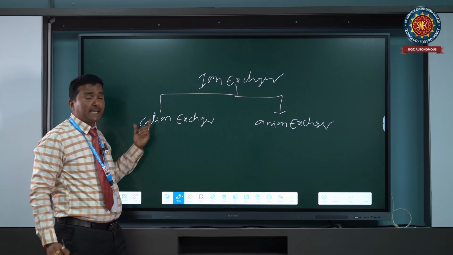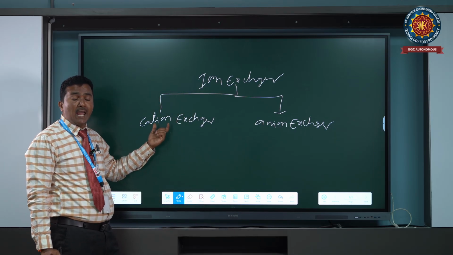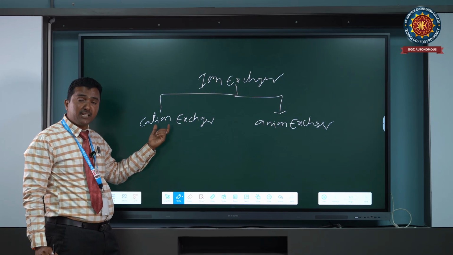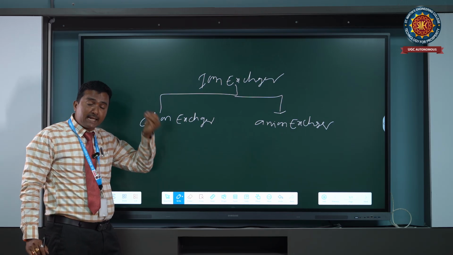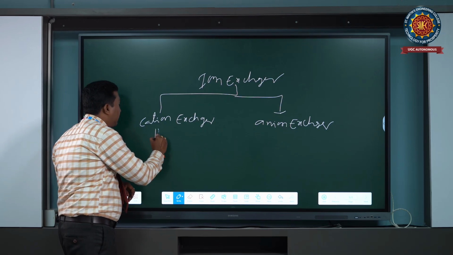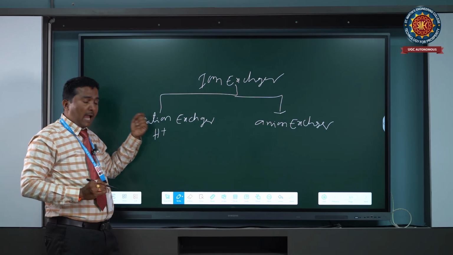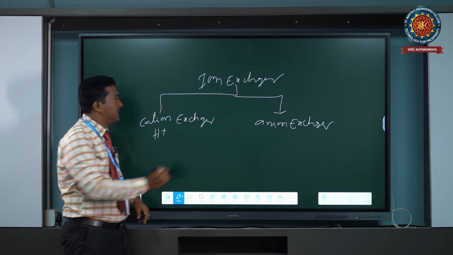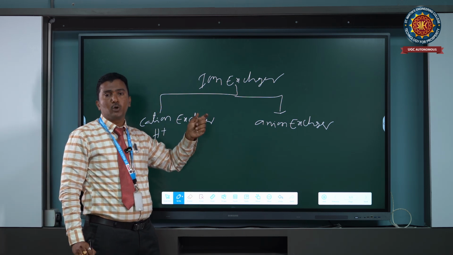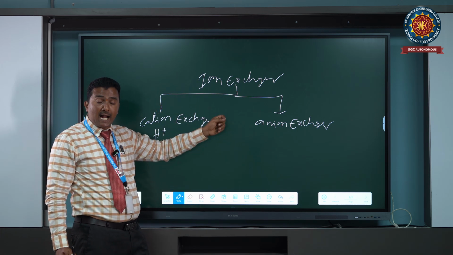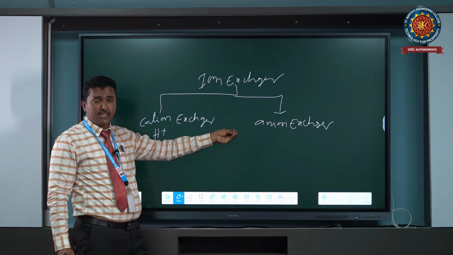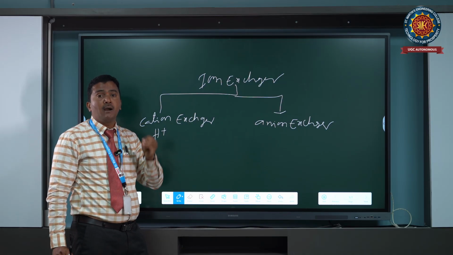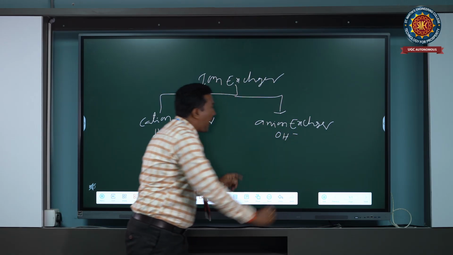The cation exchange reagent has an acid functional group attached to the polymer. It is capable of exchanging H+ ions with other cations present in water. The hydrogen is attached to the polymer. This is a cation exchange reagent. The anion exchange reagent has a basic group attached to the polymer. It is capable of exchanging OH- ions with anions present in hard waters. This is the anion exchange reagent.